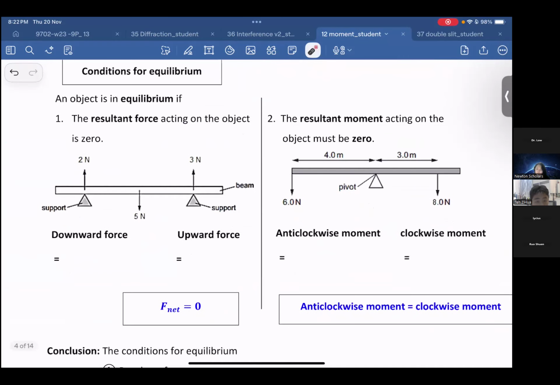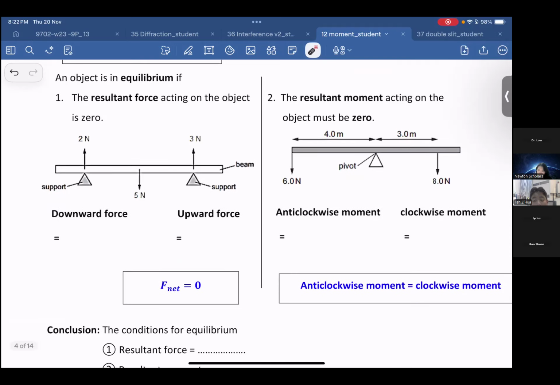Right, condition for balance. Do you still remember that before we learn today's lesson, we were talking about force. We also said that if the system is in balance, in equilibrium, then your net force should be 0.